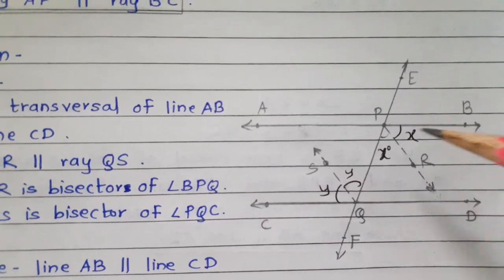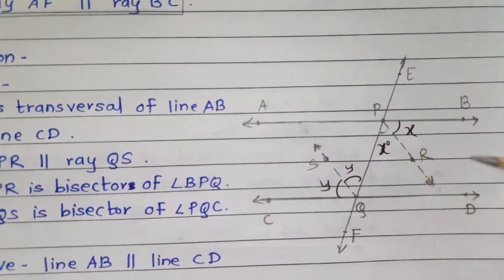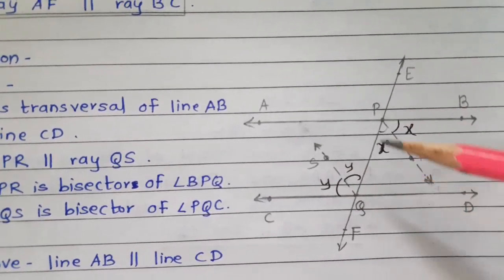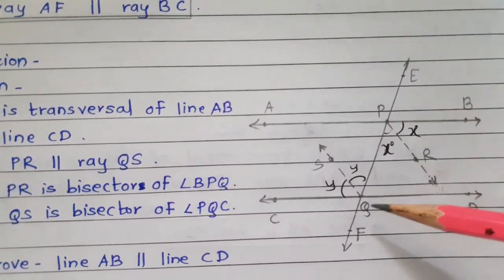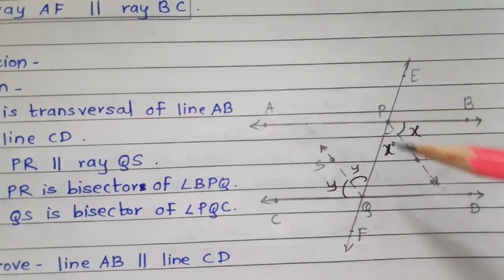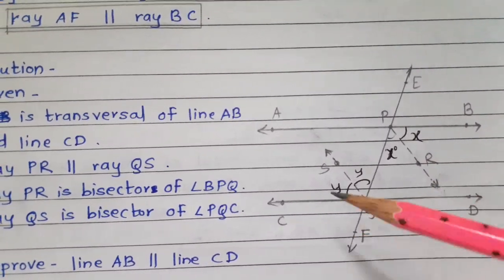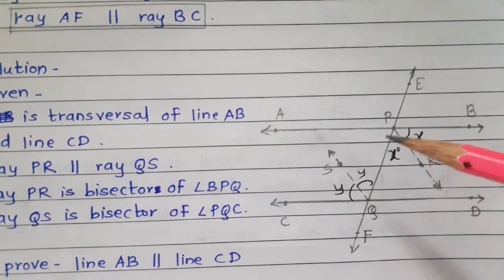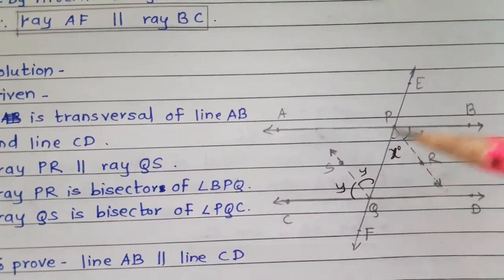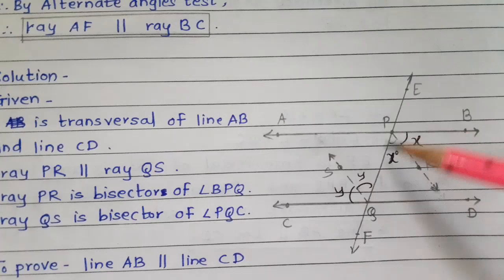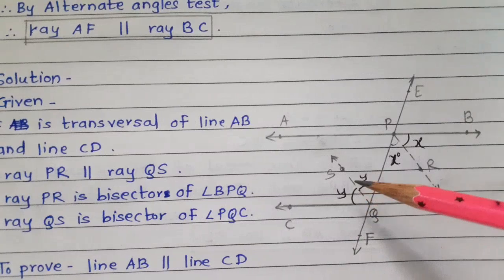Suppose angle BPR is x degrees and angle RPQ is also x degrees, because BPQ is the whole angle and PR is its bisector. Therefore BPQ is divided into two parts, so we have angle BPR as x and RPQ as x. Same here, angle PQC is given and QS is its bisector. That means it is divided into two equal parts, angle PQS and angle SQC.